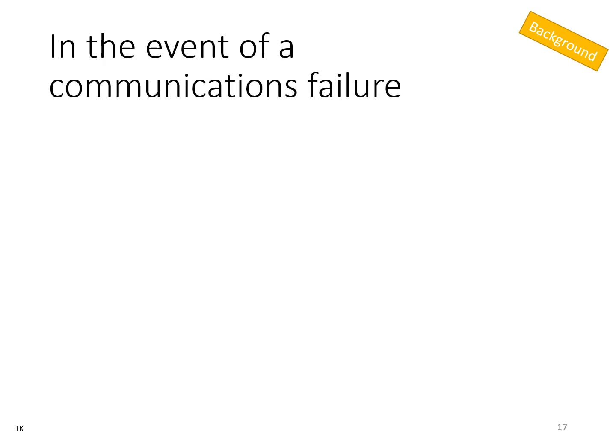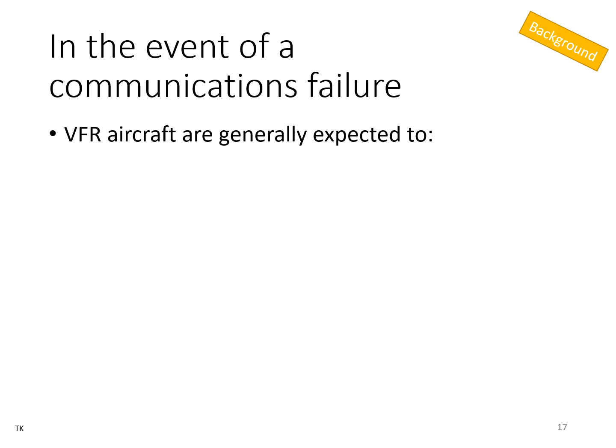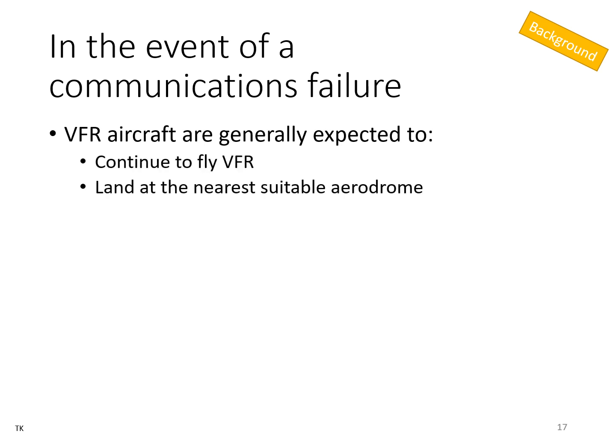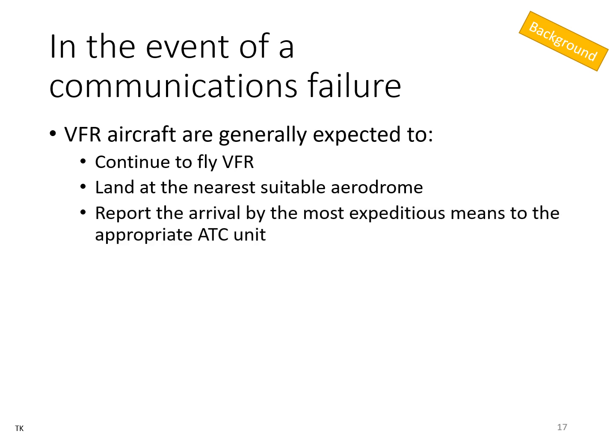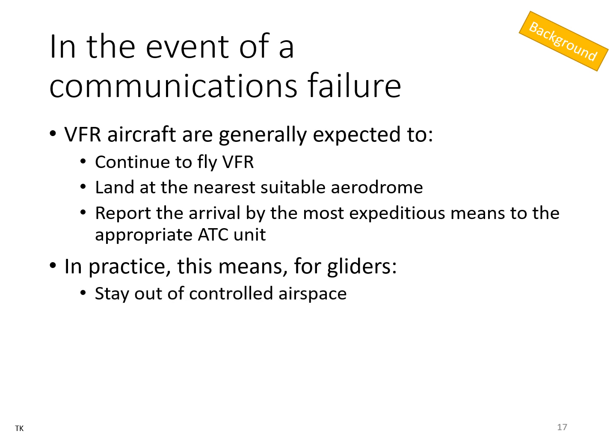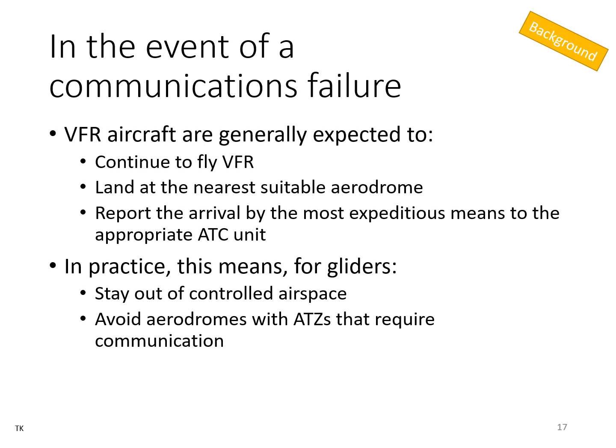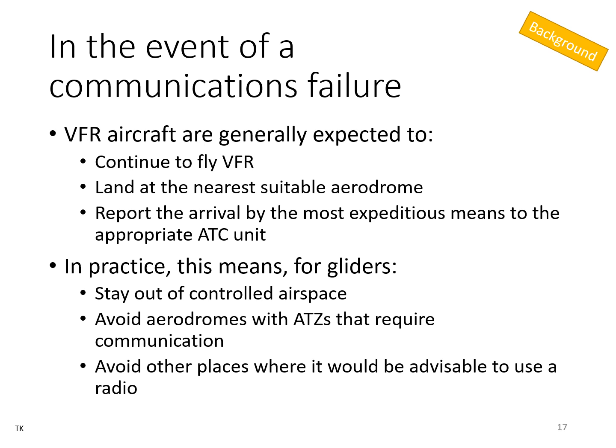In the event of a communications failure, that is, if your radio fails, VFR aircraft in general are expected to continue to fly VFR, to land at the nearest suitable aerodrome, and to report their arrival by the most expeditious means to the appropriate ATC unit. But that's for aircraft who are being tracked by air traffic units. We're not, in general, as glider pilots in that situation. So in practice, it means for us, we stay out of controlled airspace, we avoid aerodromes with ATZs that would require communication, and we avoid other places where it would be advisable to use a radio.